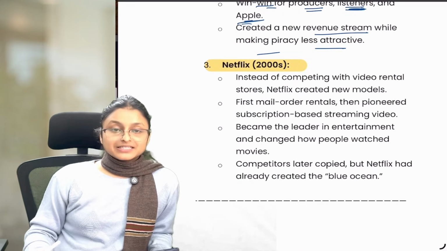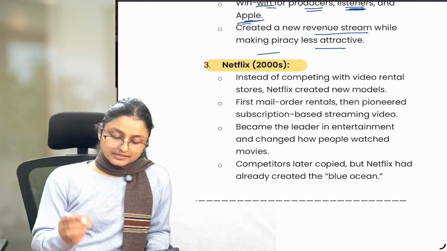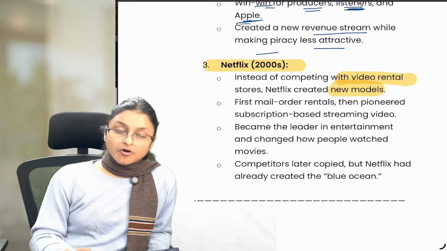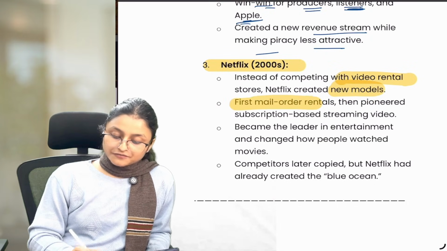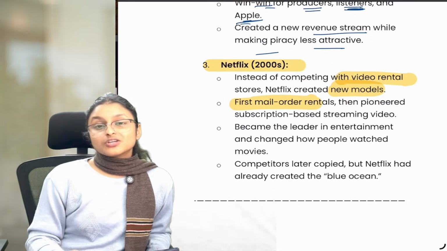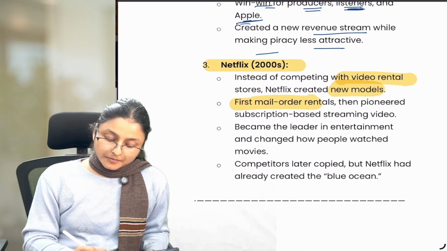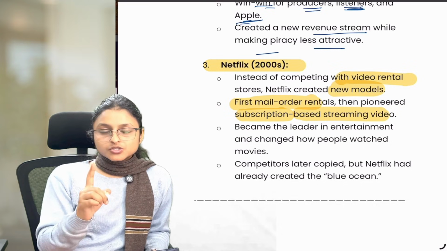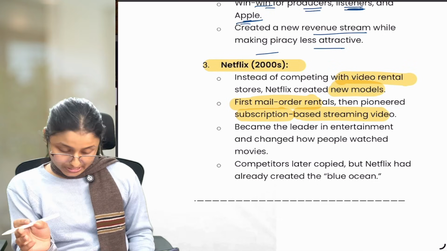Next comes Netflix. So what did Netflix do? Netflix innovated a lot of things. Instead of competing with video renters, Netflix started a new model. We have seen it in the first class, that they made the first mail order rentals where you can order the DVDs through the internet, and pioneered subscription-based streaming video. They were the first ones who charged a subscription to provide videos through the internet.